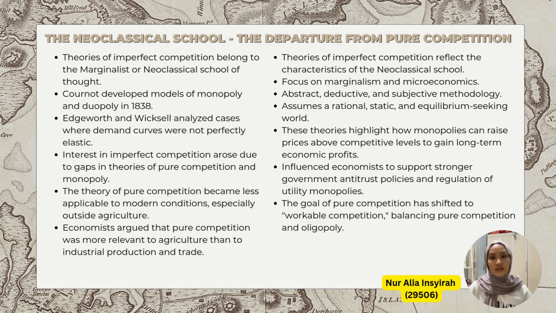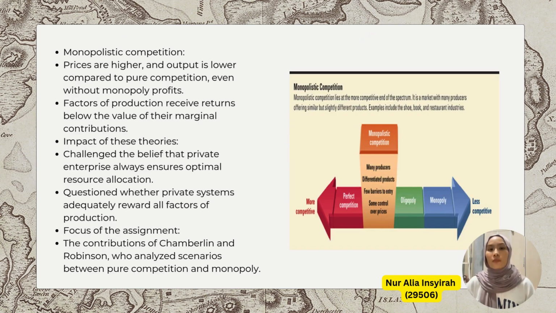These theories highlight how monopolies can raise prices above the competitive level to gain long-term economic profit. Monopolistic competition is when prices are higher and output is lower compared to pure competition, even without monopoly profits. Factors of production receive a return below the value of their marginal contribution. The impact of this theory is that it challenges the belief that private enterprise always ensures optimal resource allocation, and questions whether the private system adequately rewards all factors of production.